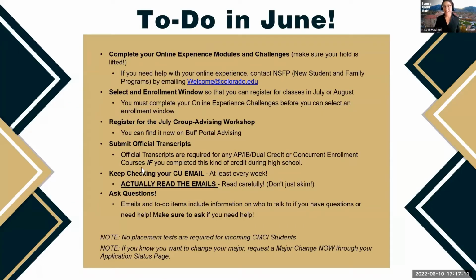Part of the timeline is understanding what you can be doing in June and what needs to wait until July. So in June, you can be completing your online experience modules and challenges. Once you've completed your online experience modules and challenges, you can select your enrollment window. Please note that selecting an enrollment window is determining when you will register, but that you will then have to wait until the enrollment window you have chosen to actually enroll in classes. And that will happen in July or August, depending on the window you choose.